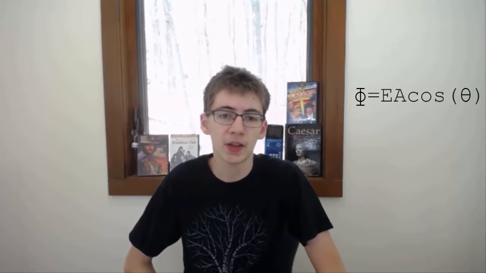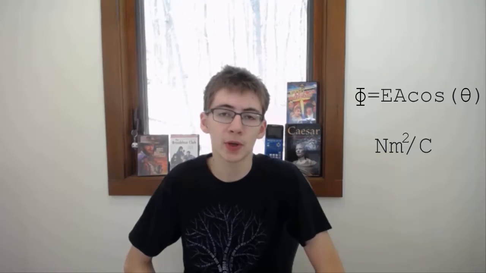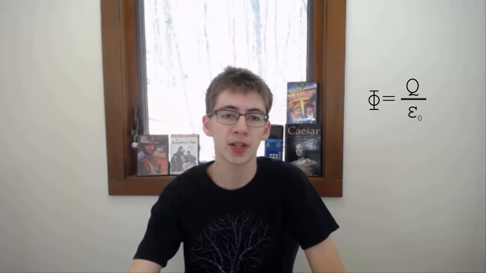Electric flux is the measure of the electric field perpendicular to a surface, with the equation phi equals E A cosine theta. The units for flux are newton meters squared per coulomb. Gauss's law states that charge in a surface correlates proportionally with the electric flux through it. This is represented by phi equals q over epsilon naught.